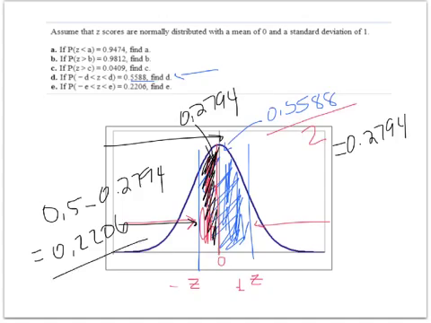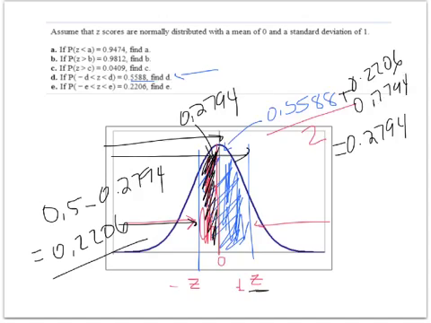Well, what about this value? Well, this value, I actually could take this entire piece here, which would be 0.5588 plus the 0.2206. Okay, so I could take 0.5588 plus 0.2206, and I get 0.7794. And so that's the large area.